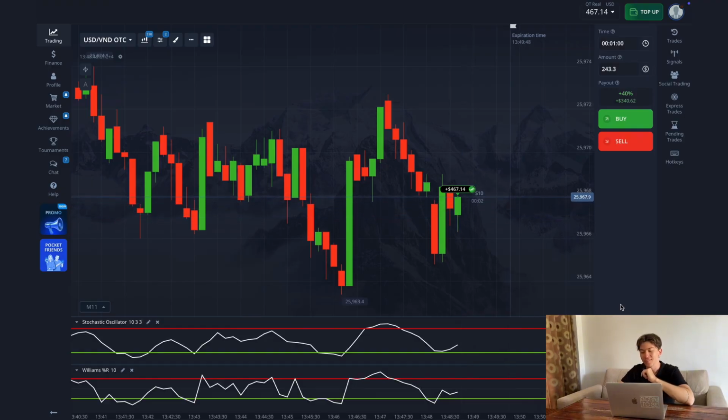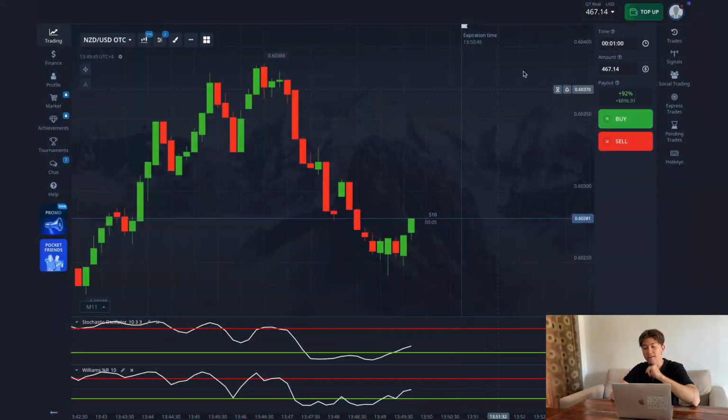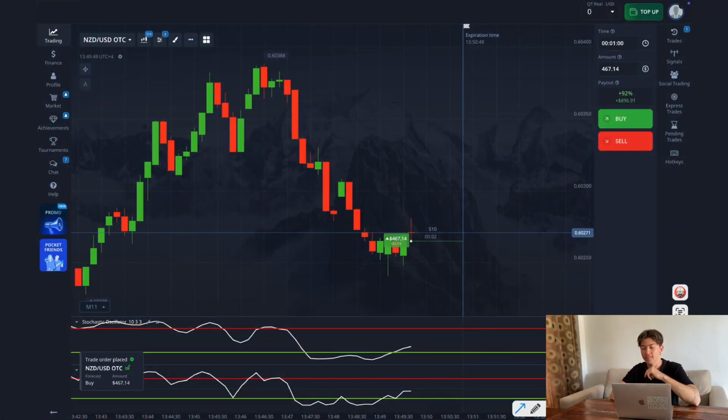Clean execution, I locked in $223 and move into the final part of the session. The final entry forms during a controlled downside move. Timer 1 minute and I open a buy trade for $467. Price continues lower with confidence.